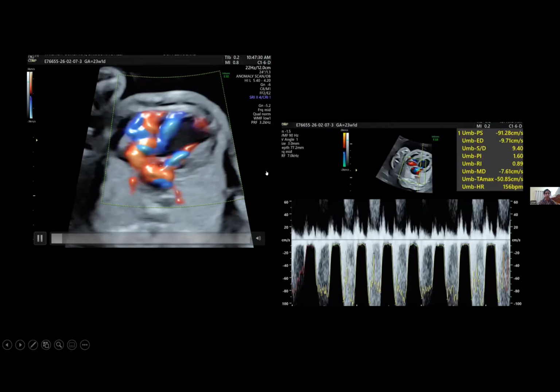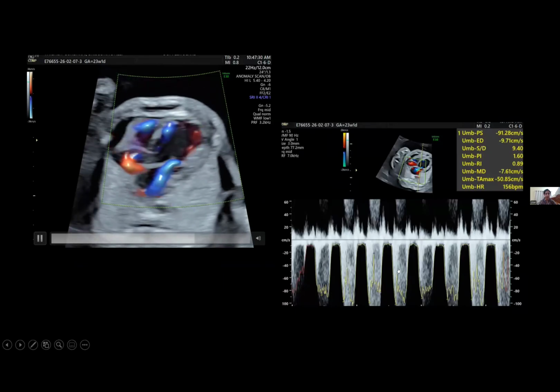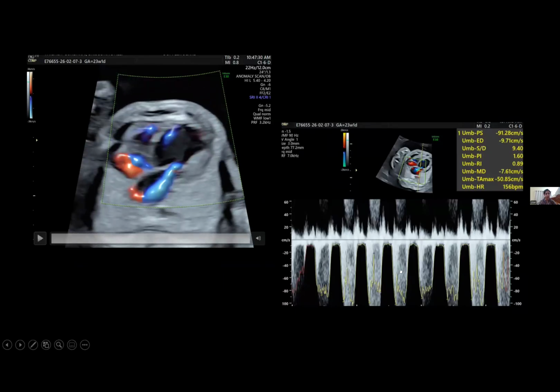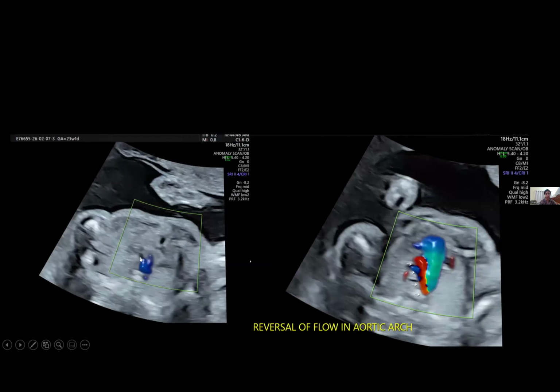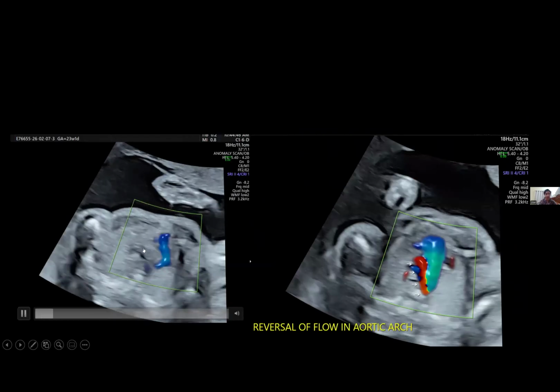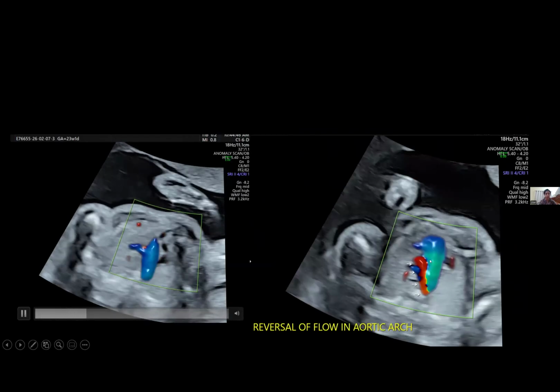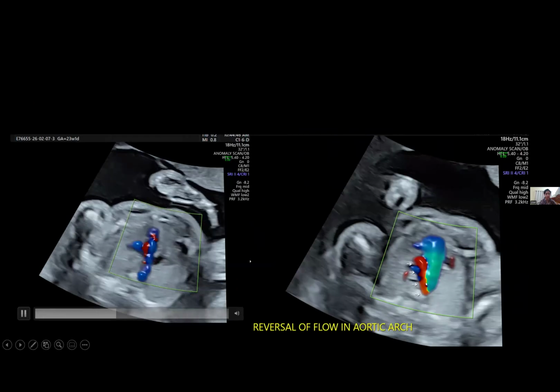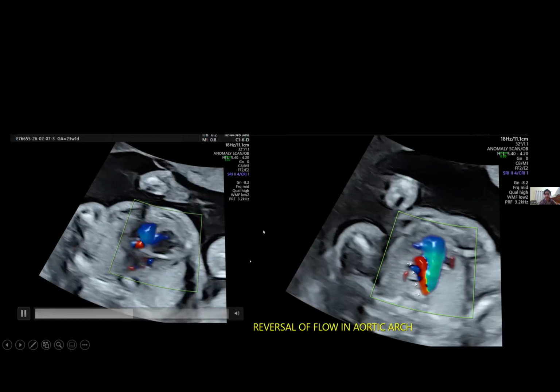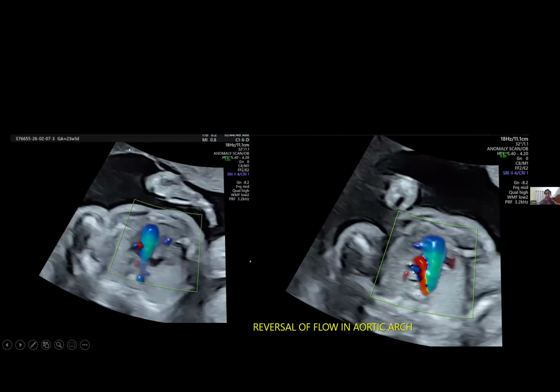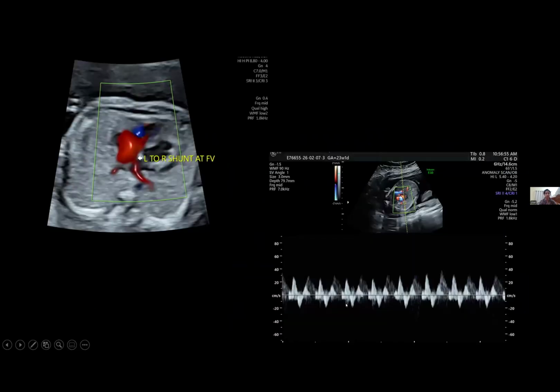On color Doppler, it shows adequate trans-tricuspid flow and only minimal transmitral flow, and we can see the mitral regurgitation during the systole. The ascending aorta and the transverse aortic arch were smaller in size and show a reversal of flow from the ductus. There was also reversal of shunt across the foramen ovale with a bidirectional flow in the pulmonary veins.